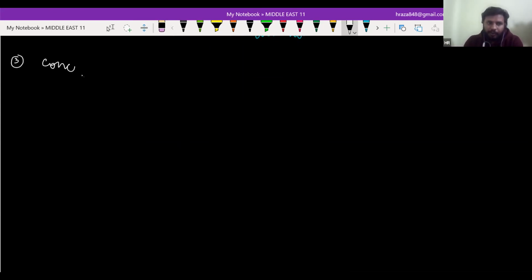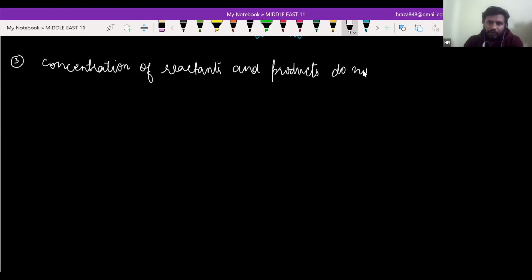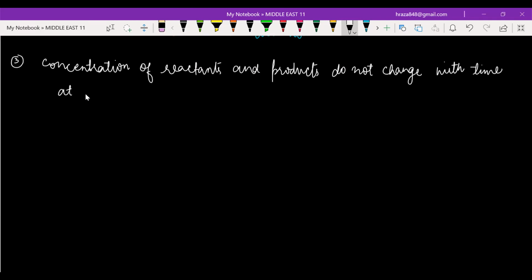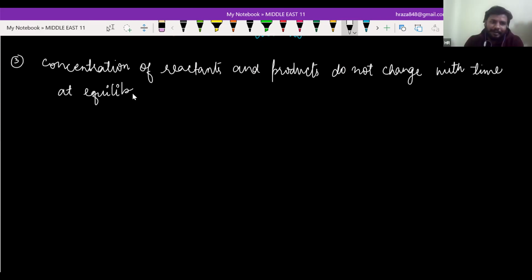Now in terms of concentration, we are going to talk about equilibrium. The concentration of reactants and products do not change with time. If concentration is not changing, that means it is constant, right? Yes, sir. So it's not necessary that the concentration of reactant and product should be equal. The necessity is that it should be constant. It shouldn't change, the concentration of reactant as well as product.